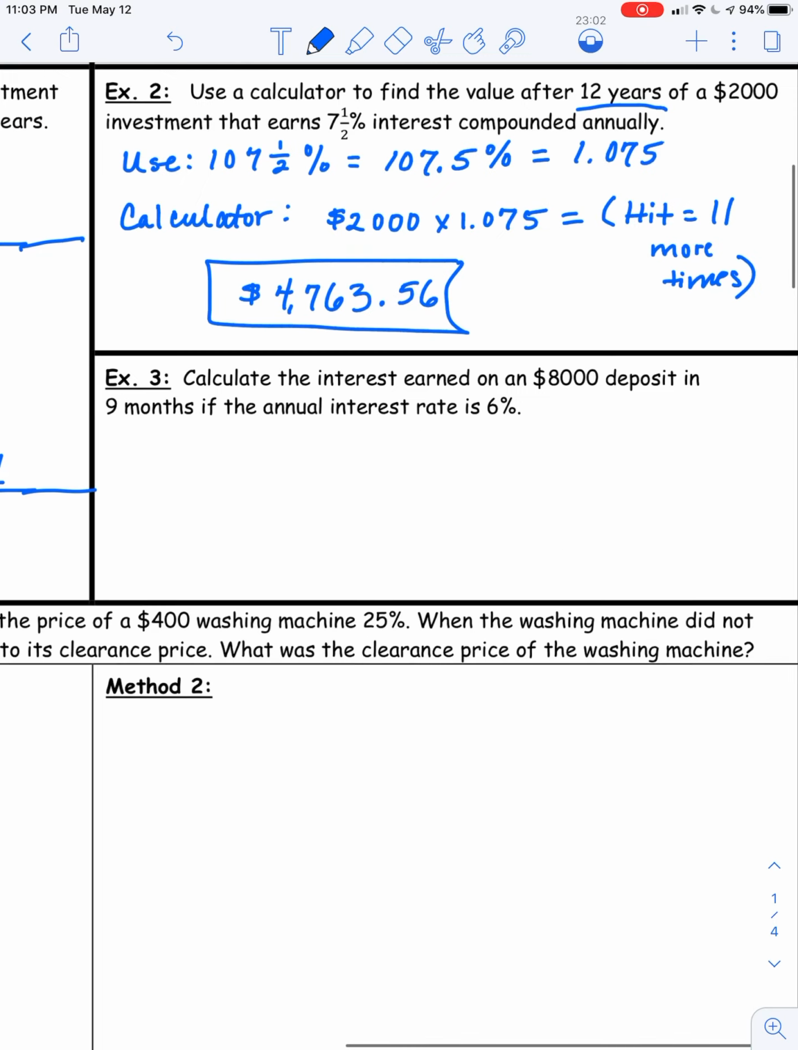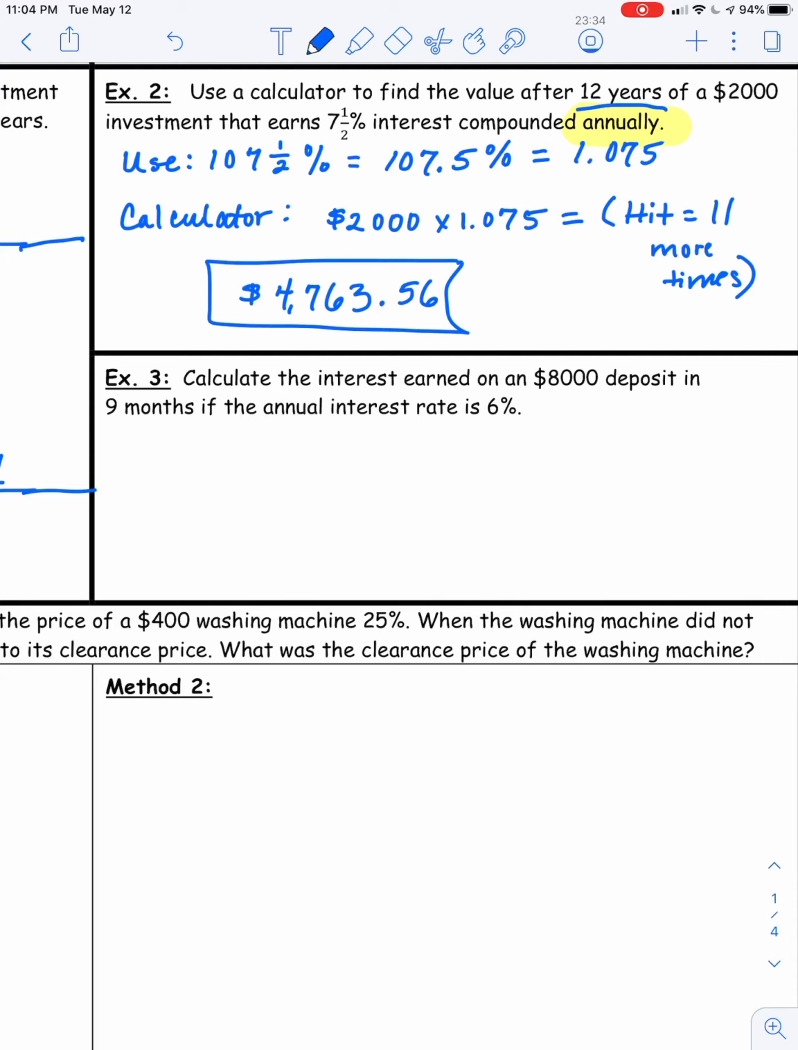All right, let's move down to example 3. Now we're going to calculate the interest earned on $8,000 in a deposit that's in there for 9 months if the annual interest rate is 6%. Okay, now we aren't even making a full year here. That's a big difference because you'll notice up in the other problems, it was compounded annually. Like look up here in example 2, I just highlighted the word annually. In example 3, it's not even in there for the full year.